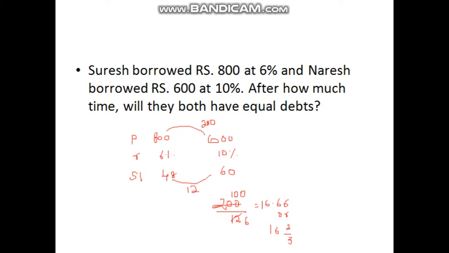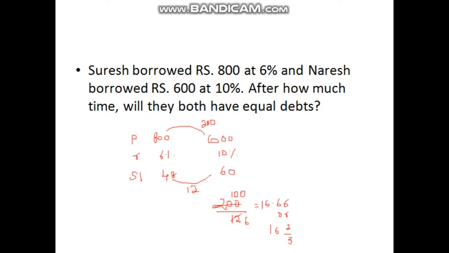So how will we find the number of years? Just understand the concept. The second person, every year he gives 12 rupees in addition to the first person. See, the second person pays 60 rupees and the first person pays 48 rupees. So in addition to the first person's simple interest, 12 rupees every year he has to pay. In that time only he can pay that 200 rupees difference, right? And they will have equal debts at some point.